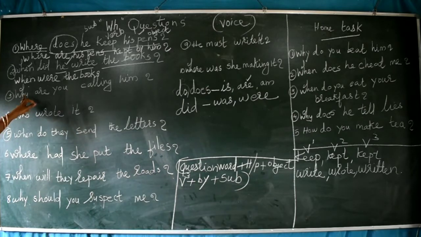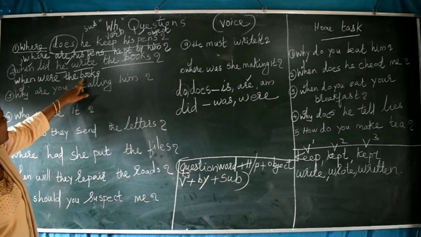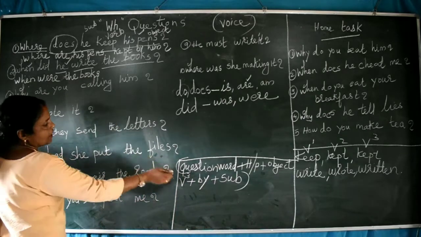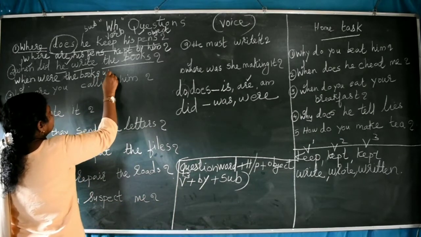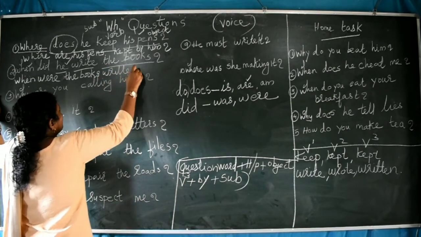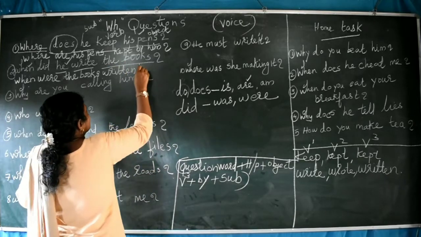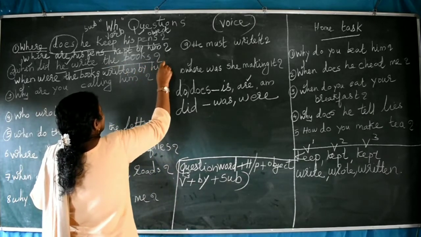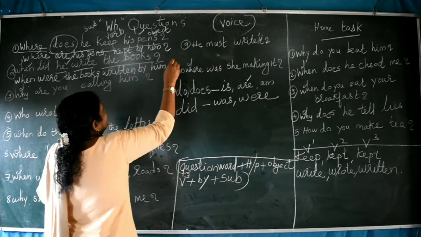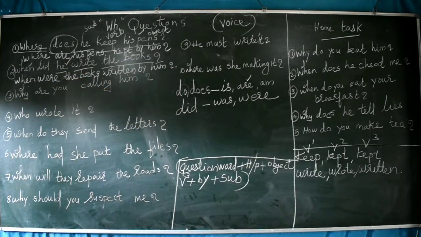Okay, let it be. When, where, the books. So now verb 3 form is written. Written by, he changed into him. And question mark, don't forget. If you forget that, mark gone.